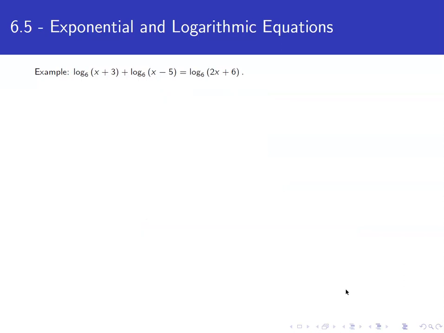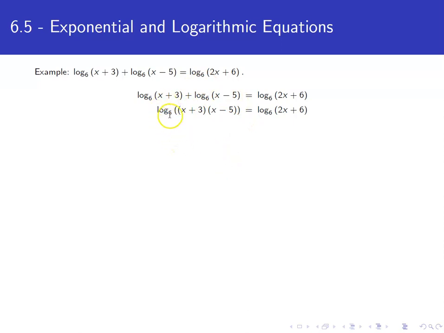Let's do another one like that. Let's look at log base 6 of x plus 3 plus log base 6 of x minus 5 equals log base 6 of 2x plus 6. Just like in the previous example, we can rewrite the left-hand side as the log base 6 of the product of x plus 3 and x minus 5, since we have the sum of the logs.